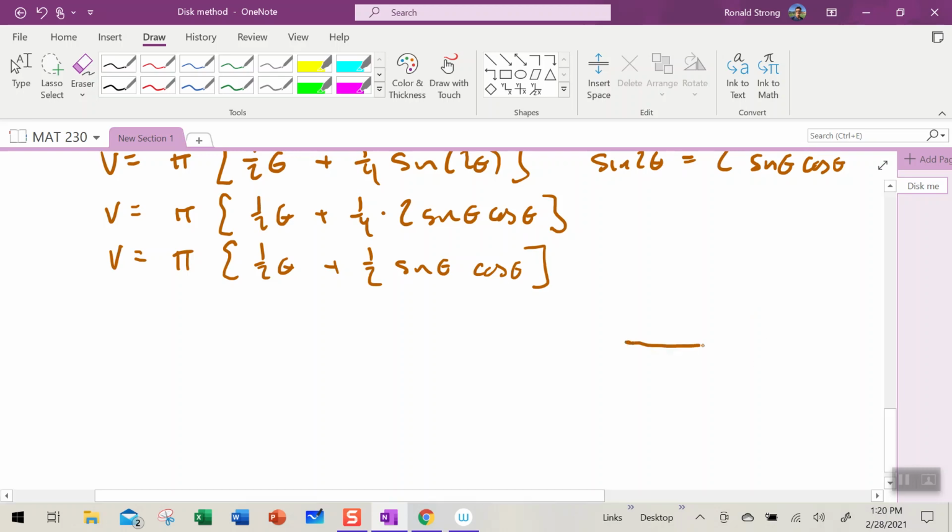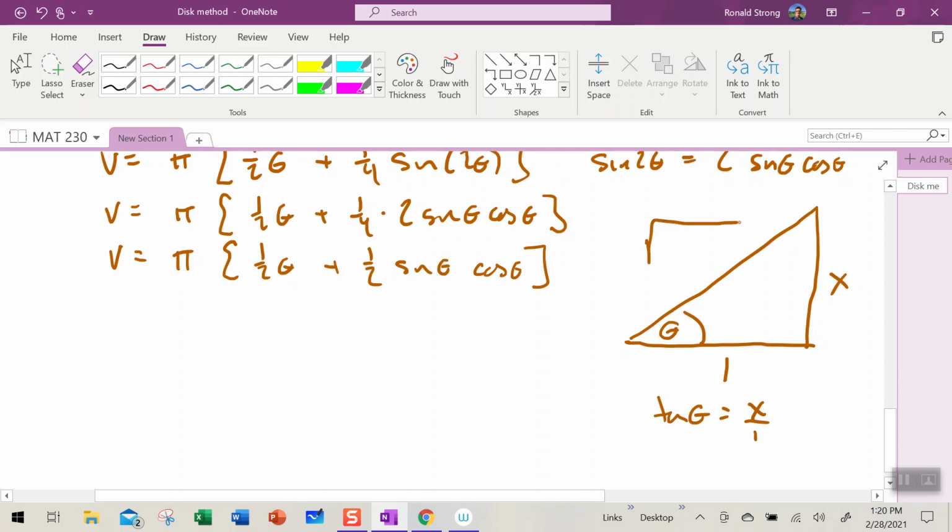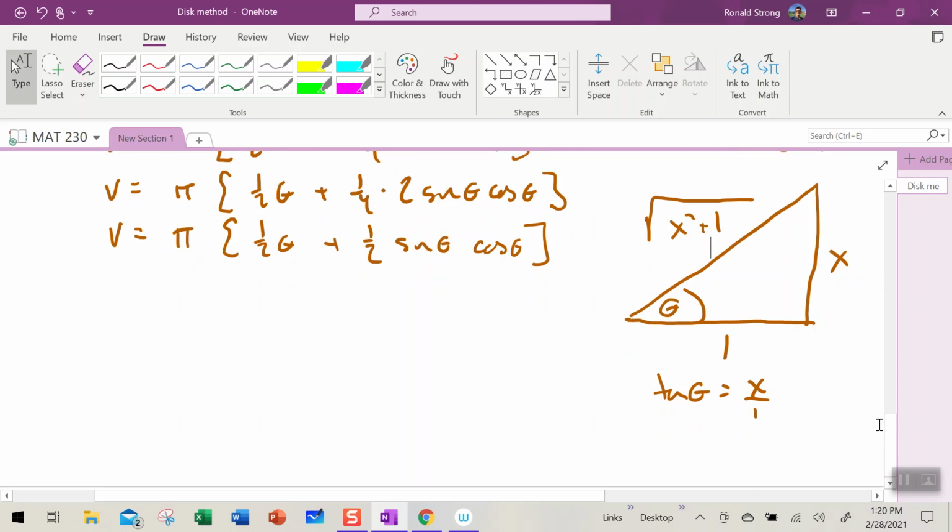So we create a right triangle. And so remember, the tangent of theta was defined as x, which would be x over 1. So tangent is the opposite side over the adjacent side. And so the hypotenuse is going to be the square root of x squared plus 1. If tangent of theta is equal to x, then theta is going to be equal to the arctan of x.